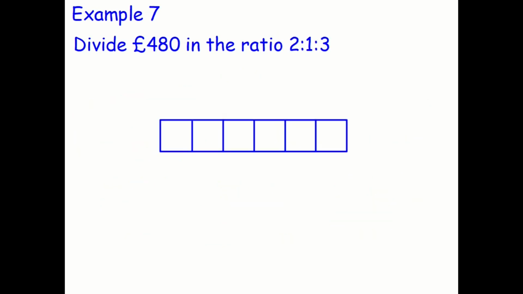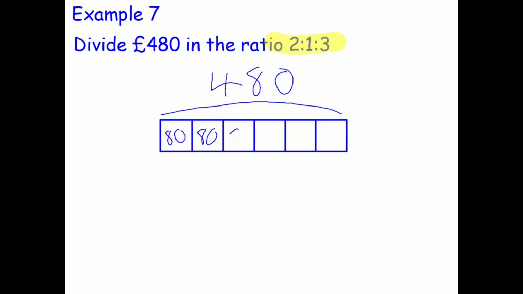Example 7, divide 480 in the ratio 2 to 1 to 3. So again, I'm going to add these ratios together and I get 6. Hence I've drawn 6 boxes, and it's 480 divided by those 6 boxes. Well, 48 divided by 6 is 8, so 480 divided by 6 means that there's going to be 80 in each box.